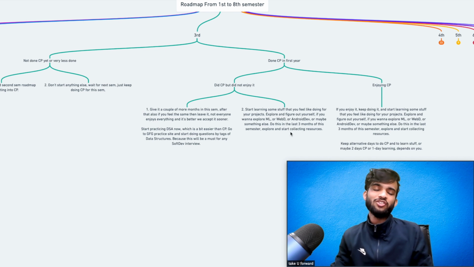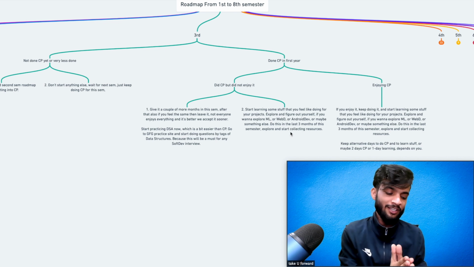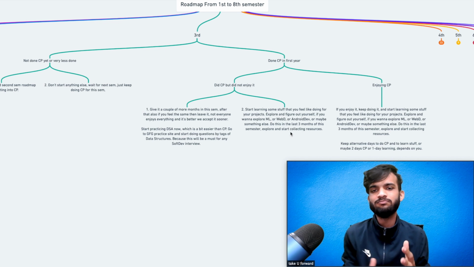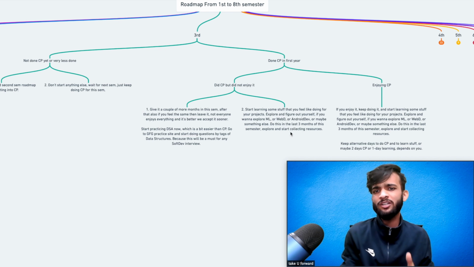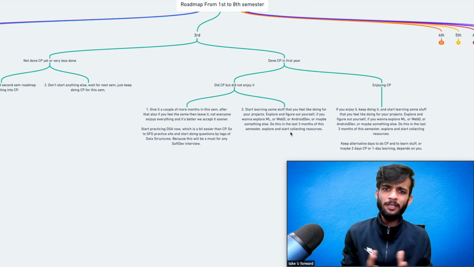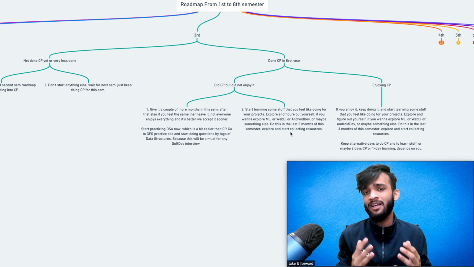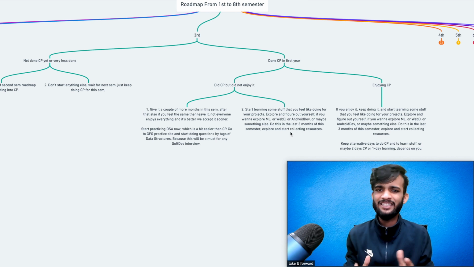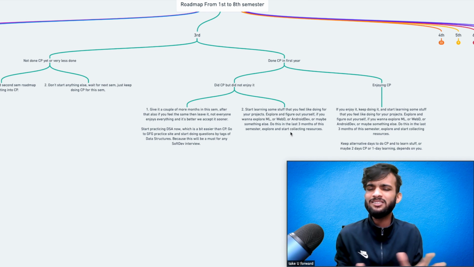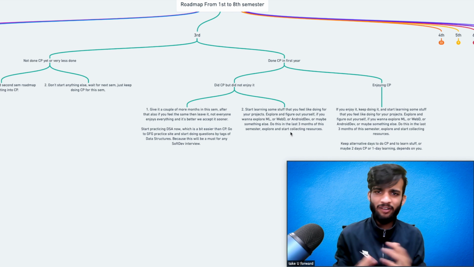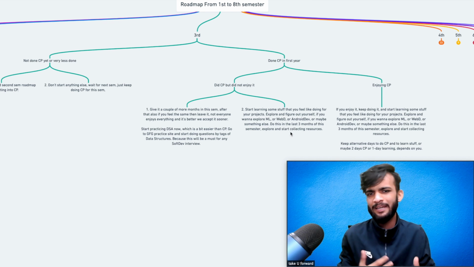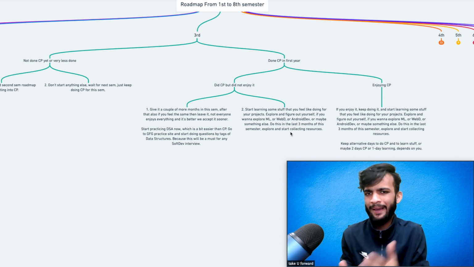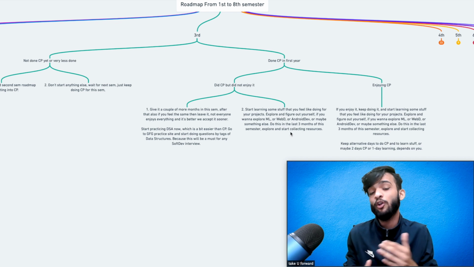So, what about the big words like machine learning, artificial intelligence, web dev, or Android dev? Just go through what these things are and see what is appealing to you. The stuff that appeals to you or that you find interesting, probably start digging into it and start learning the basics of those things. So just spend the third semester learning the basics of them. Don't rush in. Keep doing CP and side by side start learning the basics. You can manage time by doing it on alternate days.